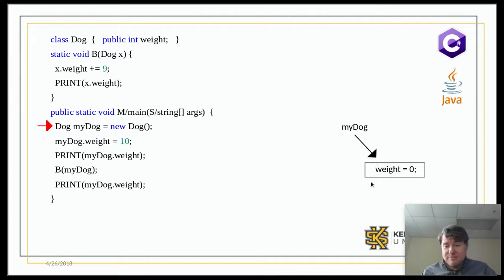And then inside of that space in memory, we have a variable called weight, which is 0, because it's initialized to 0 by default because of constructors. All right, so that instantiates a new dog. So that was the first line. So let's move on to the next line.